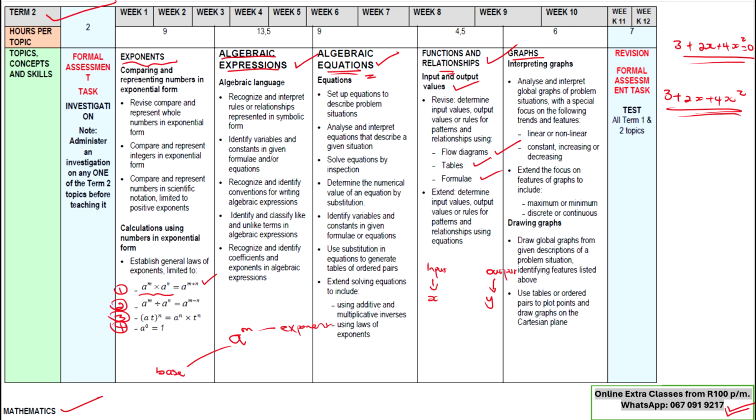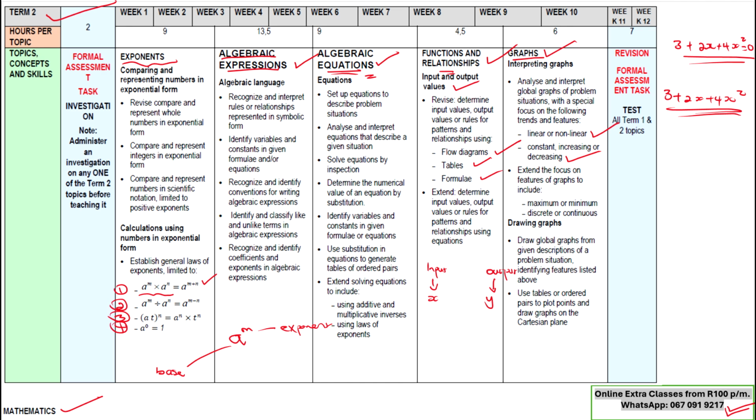Okay, and then another thing that we need to understand is graphs, right? So we should be able to analyze and interpret global graphs of problem situations with a special focus on the following trends and features. The trends and features that they're talking about are linear or non-linear. We also have constant, increasing or decreasing.